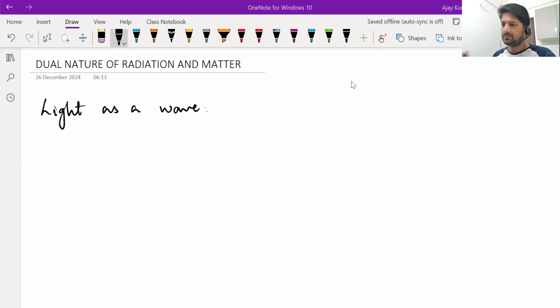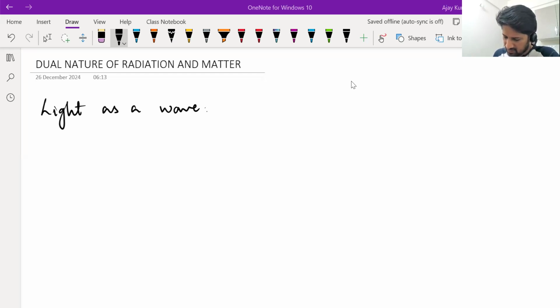Okay. In this chapter, we will be looking at some experiments or practical observations which cannot be explained by the wave nature of light. If you treat light as a wave, you can't explain those observations. So that led to the discovery that light sometimes also has particle nature. You have to treat it as a collection of particles or packets. Okay, so those experiments are what we are going to discuss in this chapter.